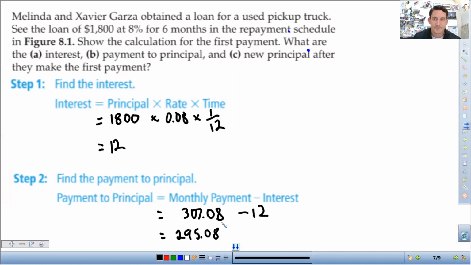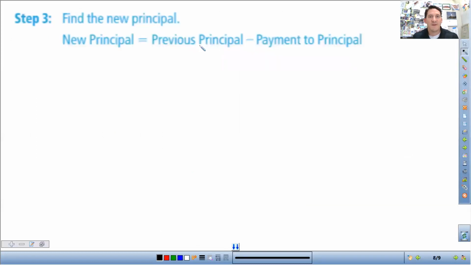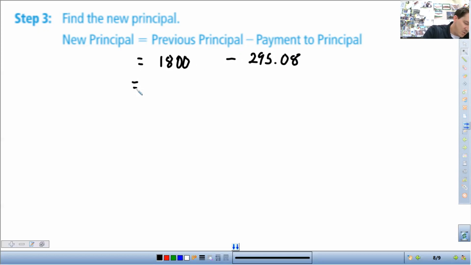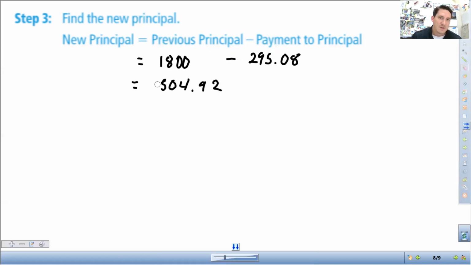Moving on to the next one. So the previous principal is 1,800, and we subtract the amount that's left over to pay to the principal, which is 295.08. So 1,800 minus 295.08, we get 1,504.92. So that's the new balance.